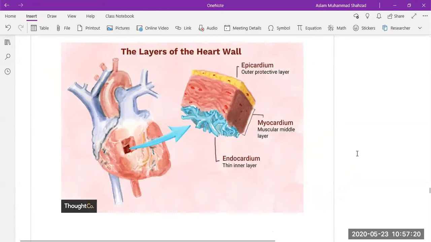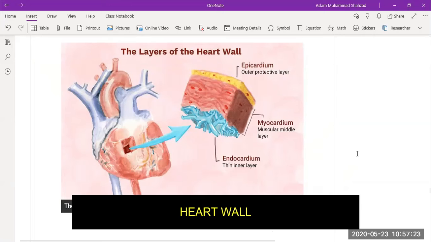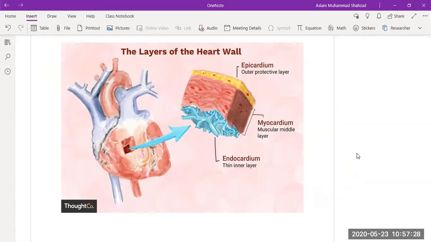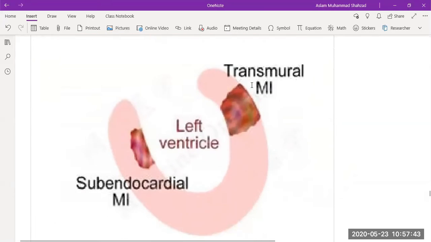This is a picture of the different layers of the heart wall. This is the anatomical example of the layers of the heart wall, which consists of the epicardium, which is the outer layer, the myocardium, which is the middle part, and the endocardium, which is the inner part. Just a revision of the anatomical layers of the heart wall.